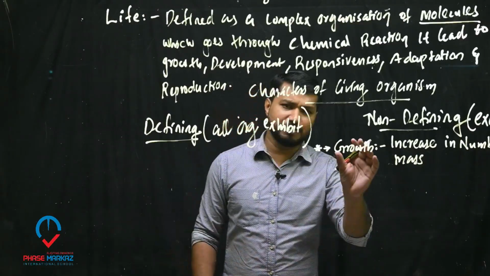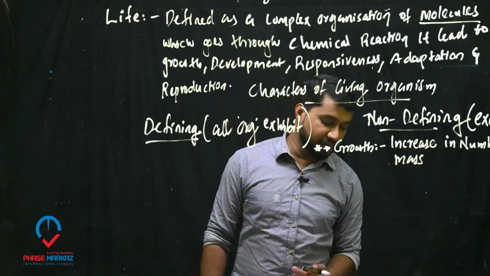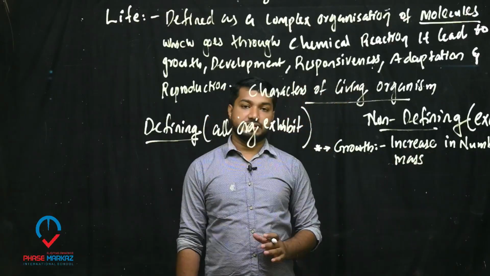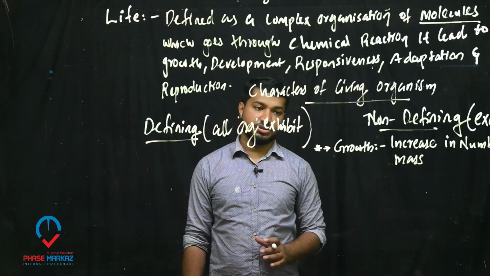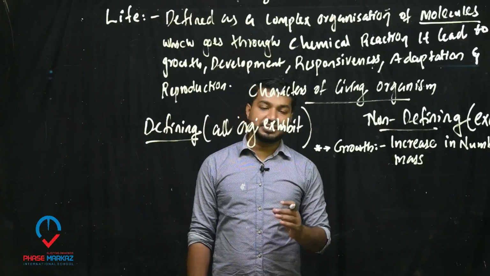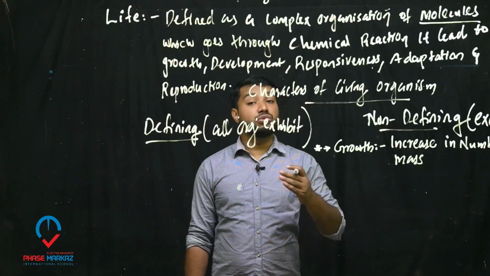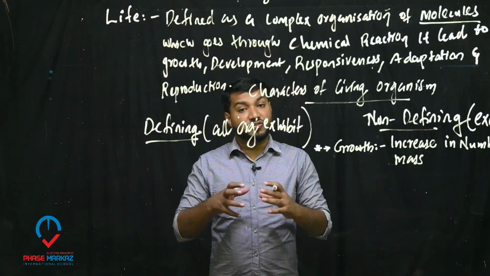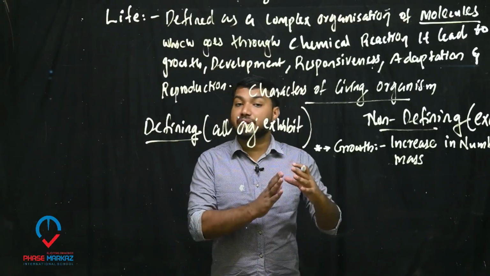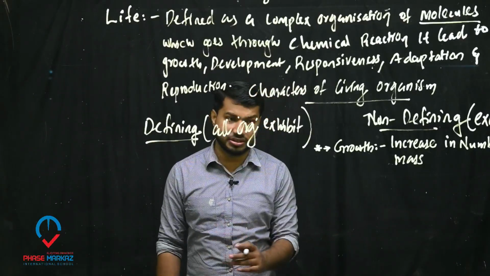So what is growth? A simple definition: increase in number and increase in mass, right? That is growth. So the next thing, is there any difference in growth between plants and animals? We can check.